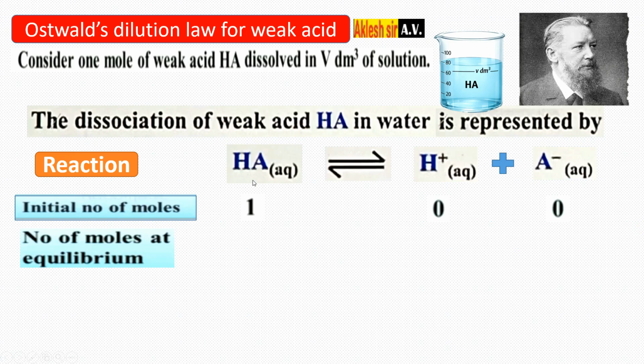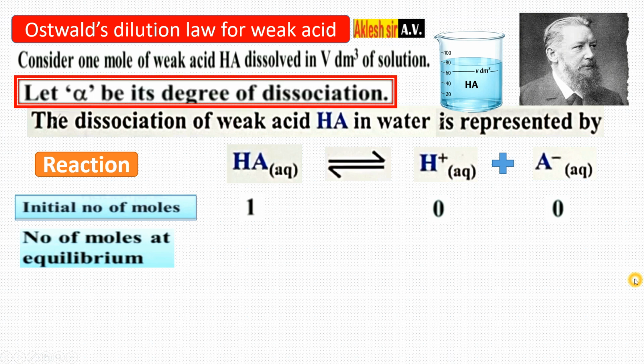Next, the number of moles at equilibrium. At equilibrium, neither the concentration of HA nor the concentrations of H plus and A minus are changing. It means some part of HA gets dissociated, and that part is alpha, the degree of dissociation. Alpha denotes how much HA had dissociated to attain the equilibrium. So out of 1 mole, alpha moles get dissociated, leaving 1 minus alpha.